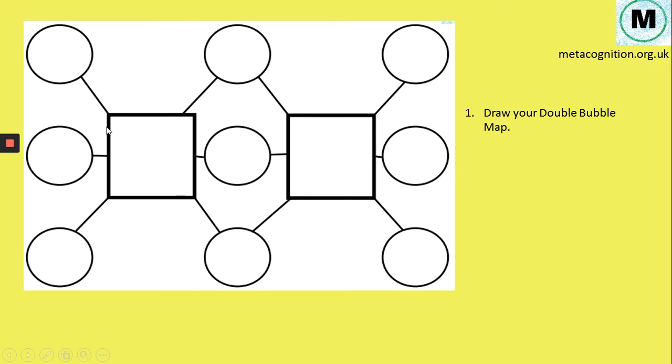So now I'm going to talk you through how you produce one of these graphic organizers. The first thing you do is you draw your diagram. You can see I've just put squares into this one just to make it a little bit clearer for you. Then you write your two topics down in these center squares. So I've got TV and I've got radio.